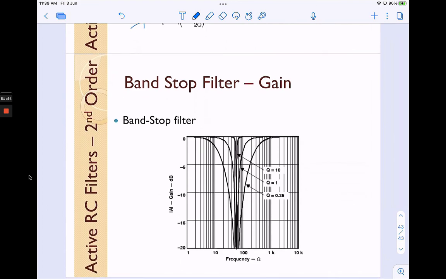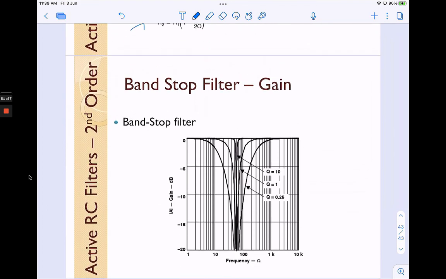Okay, next one. This is the last slide for this chapter. So this is the band stop filter response dependent on the value of Q. You can see here, if you have a high value of Q, the band is very narrow. Maybe you can filter out a single frequency. But if you have a lower value of Q, you can see the difference here. It has a slightly wider band as compared to the high value of Q.